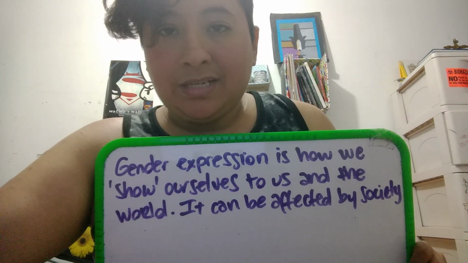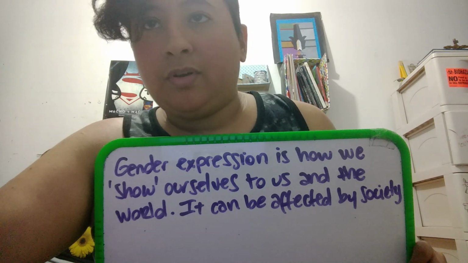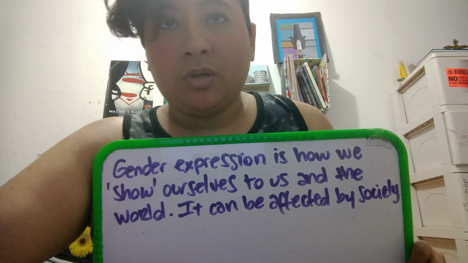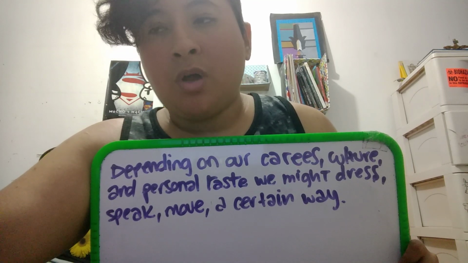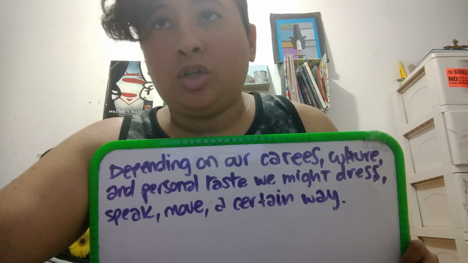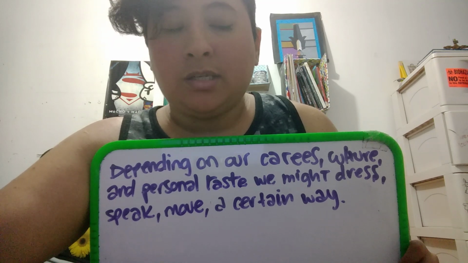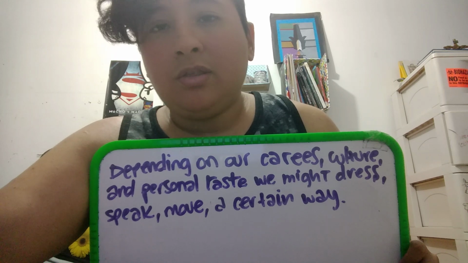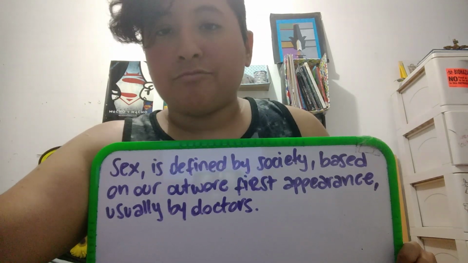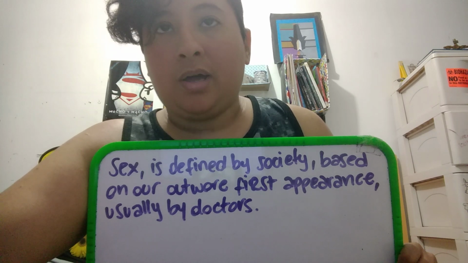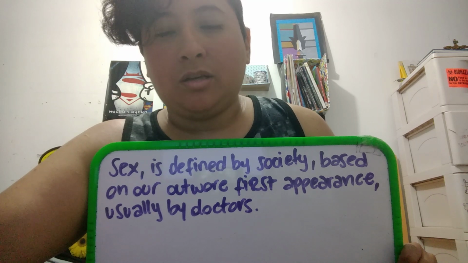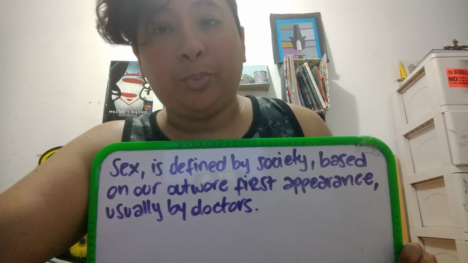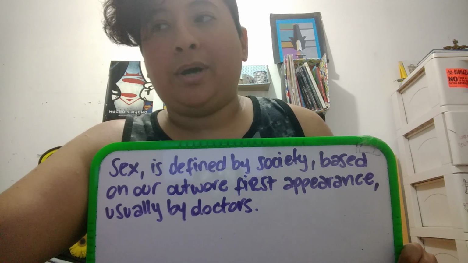Gender expression is how we show ourselves to us and the world, and it can be affected by society. Depending on our careers, religion, culture, and personal taste, we might dress, speak, move in different manners or ways. Sex is defined by society, based on our outward first appearance, usually done by doctors.